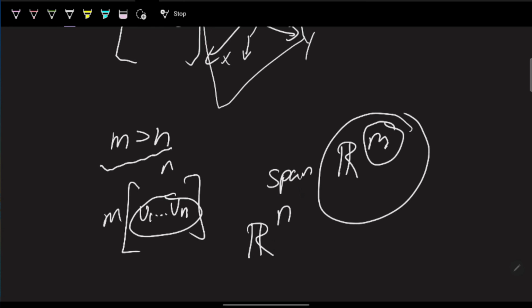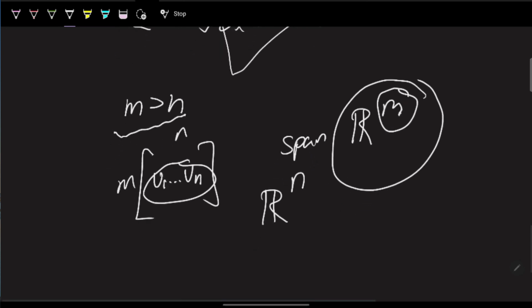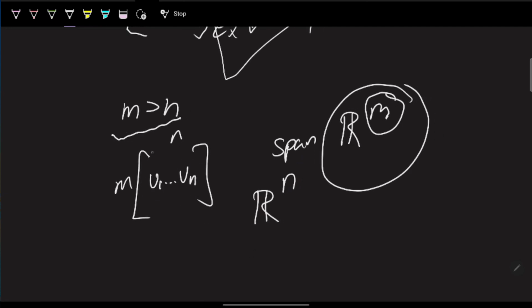Wait, go over that. Can you word that a little bit differently? I'm kind of lost. Of course, of course. I realize that n and m sound very similar, right? So what I'm saying is, if you have an arbitrary matrix of shape m by n, where m is larger than n, that means that this matrix is taller than it is wide, right? It's taller than it is wide.